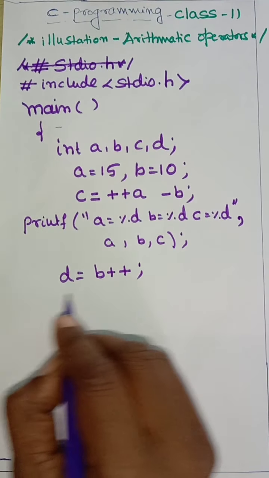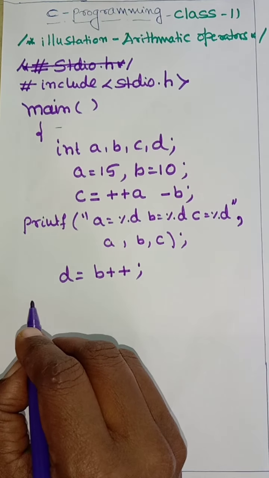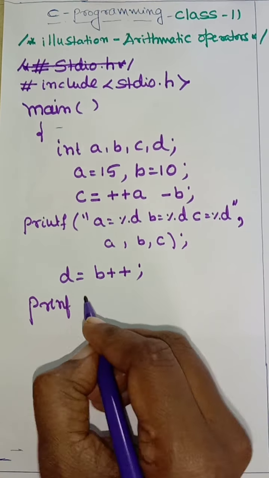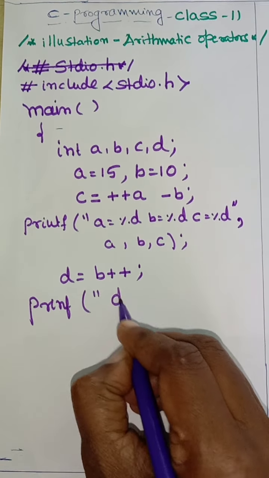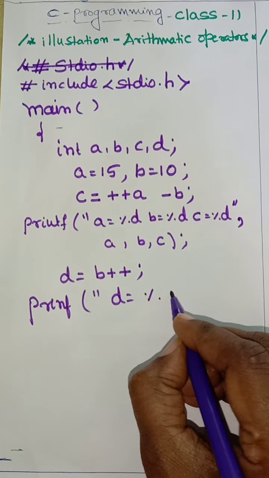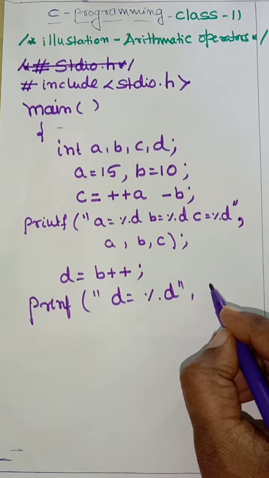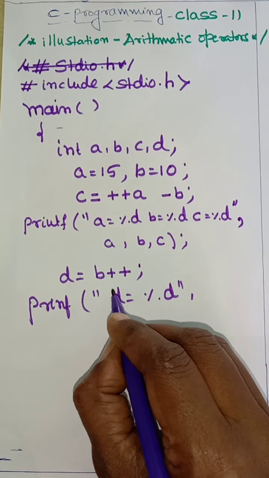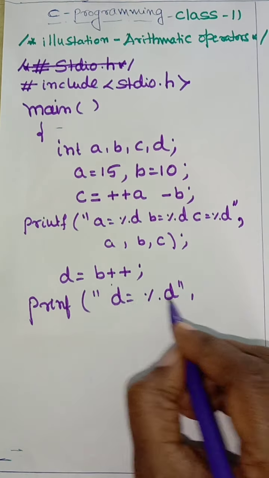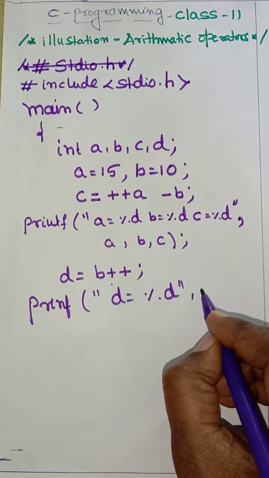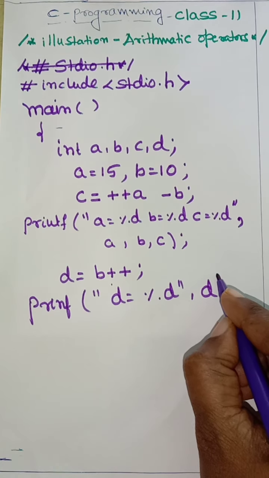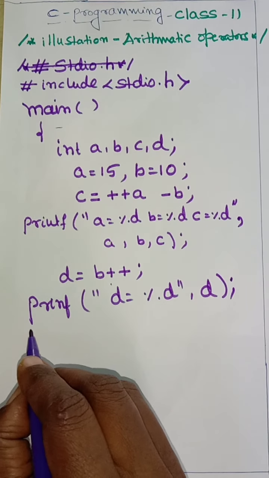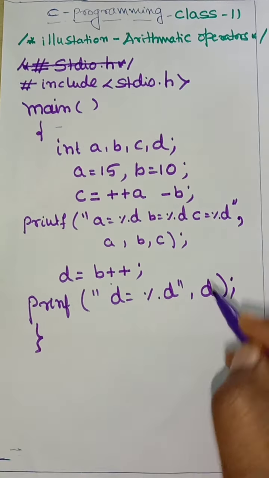And I want to print this d value. What should I write? Printf d is equal to percentage d, comma, where d is equal to b plus plus, percentage d. Where is the answer present? The answer is present in d also. Okay, let us end the program.